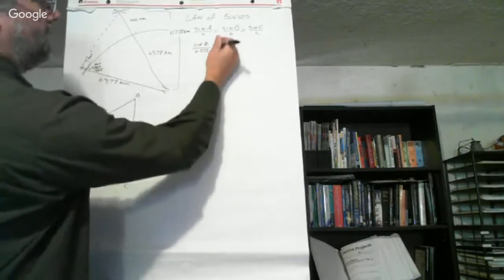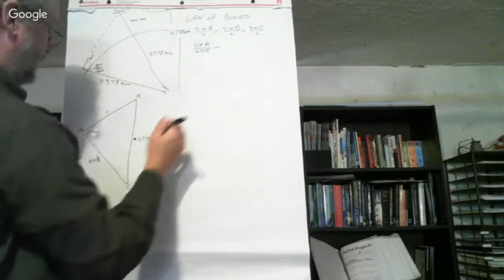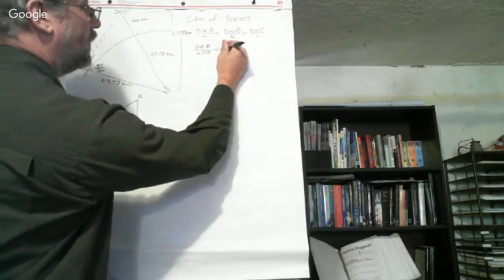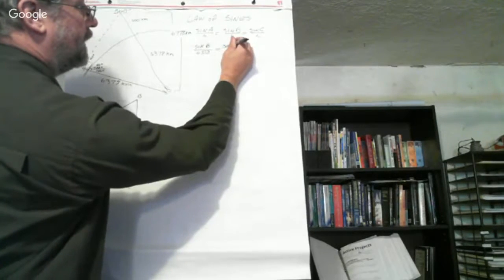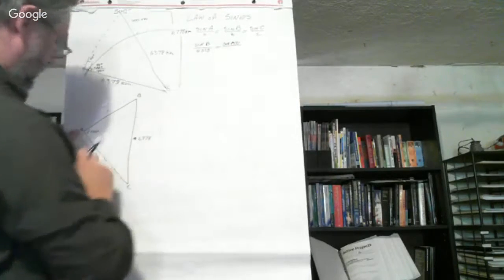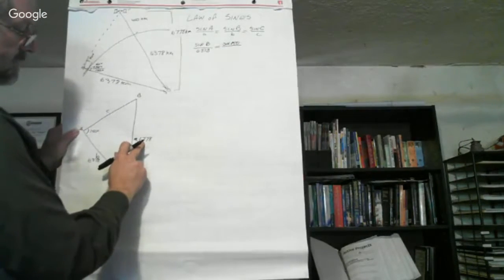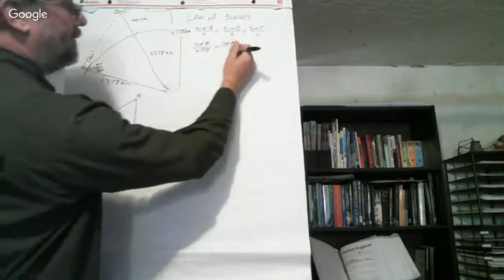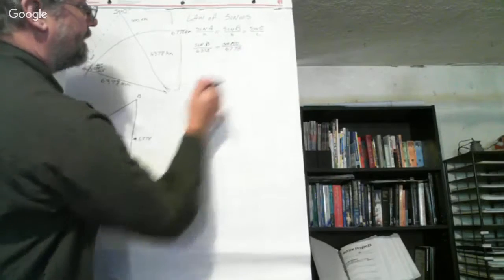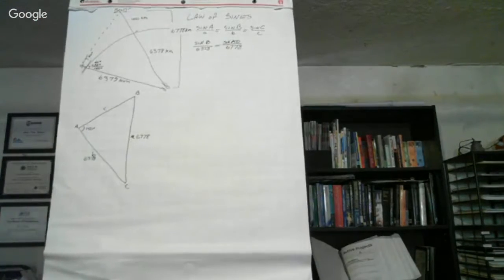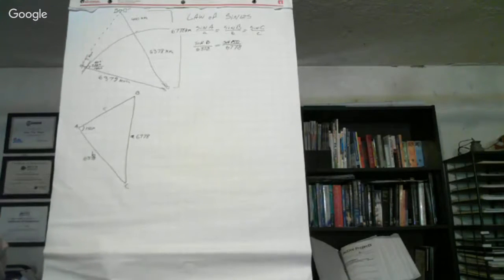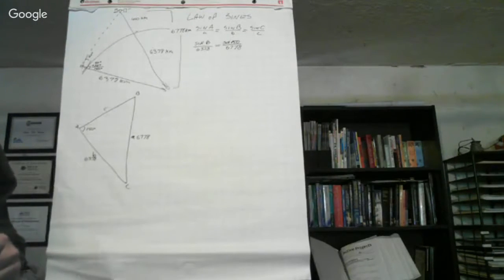6378 is equal to the sine of A, which is 150. So sine 150 over the segment A, which is 6778. Well, that looks like a solvable equation. So let's go ahead and start paring down this math.